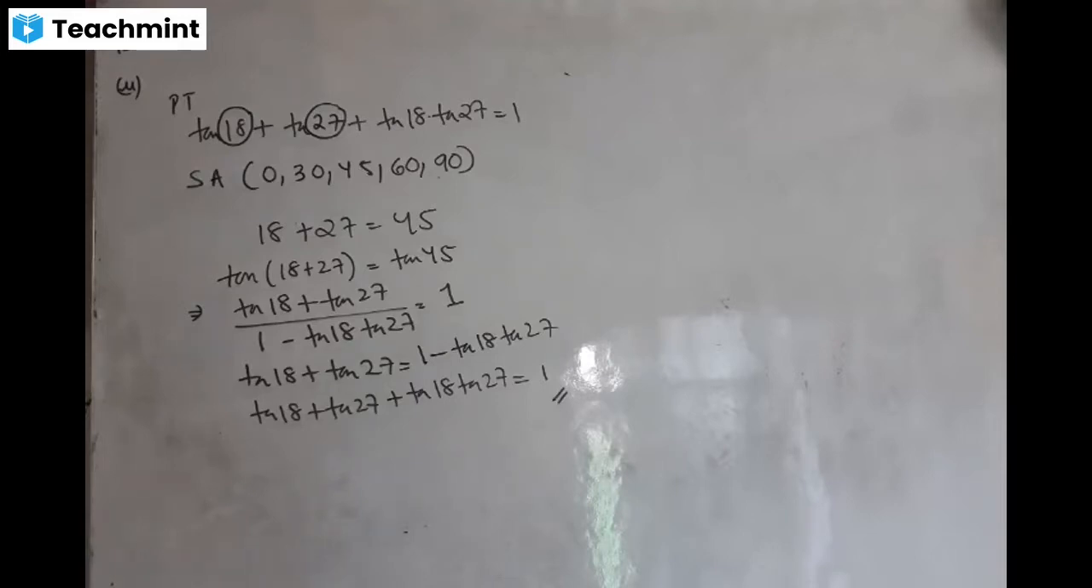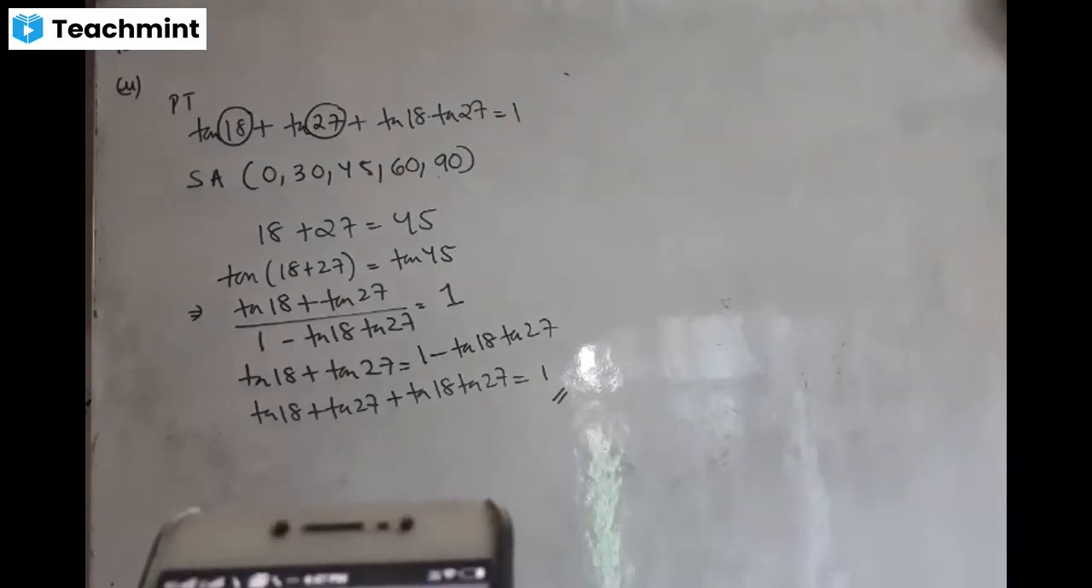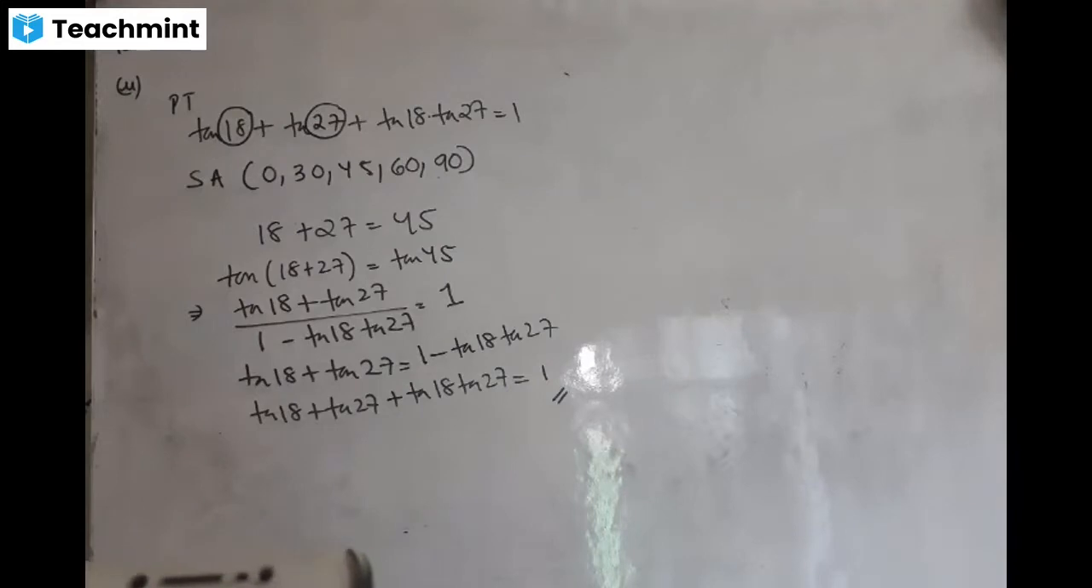Ready? Prove that root 3 open bracket tan 140 minus tan 110 close the bracket is equal to 1 plus tan 140 into tan 110. Okay, did you write that?